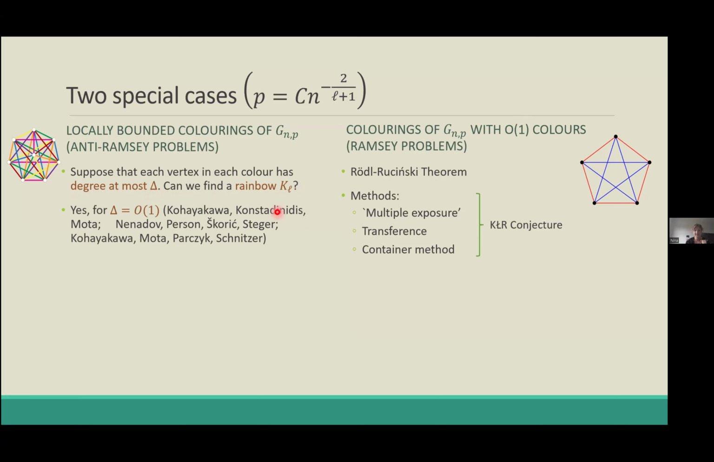And in this combination of papers, they found the correct threshold for the anti-Ramsey property when delta, the maximum degree, is bounded. So even when delta equals 1, this is not trivial, because you have a proper coloring of G(n,p), and you need to find a rainbow copy of K_L, so you need all edges of different colors. But indeed, it holds for delta equals 1, and in general for some bounded constant. And the methods are very different from the methods that we see on the right here, so they're constructive.